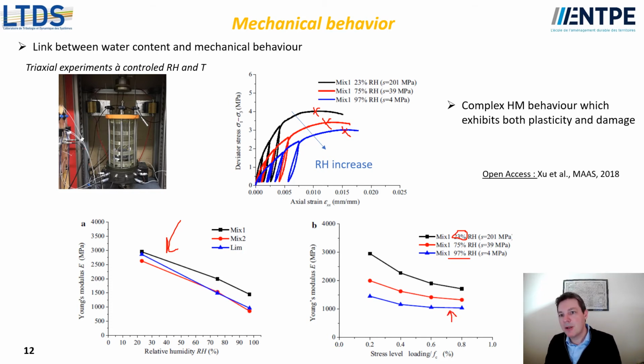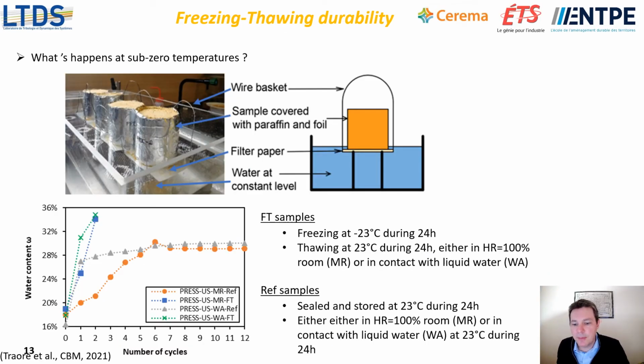So, it denotes that the earthen material has a quite complex hygromechanical behavior, which exhibits both damage and plasticity, because we can see here some residual strain when we make some loading and unloading cycles. And the way to model this is not yet totally understood by the scientific community, and so more studies are needed on that point. Now, does this impact of water content become even more important at sub-zero temperature?